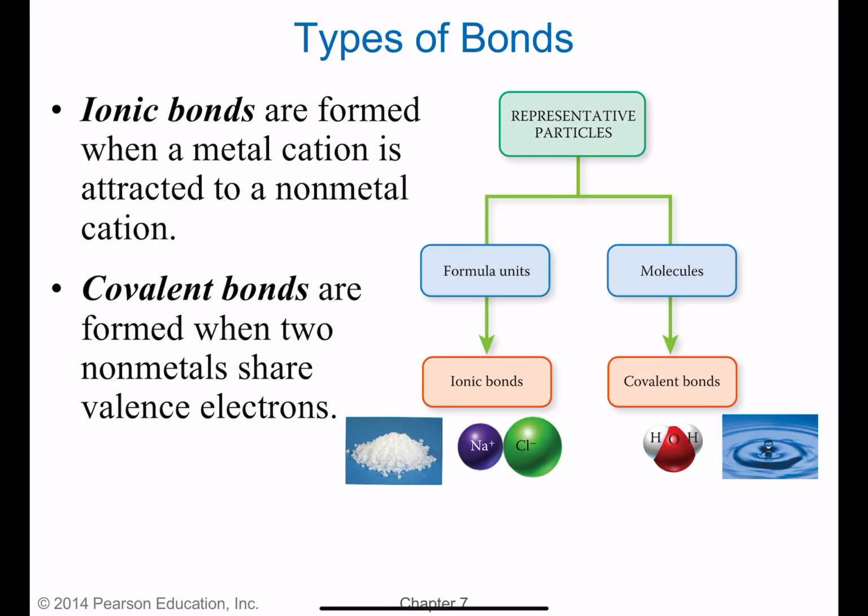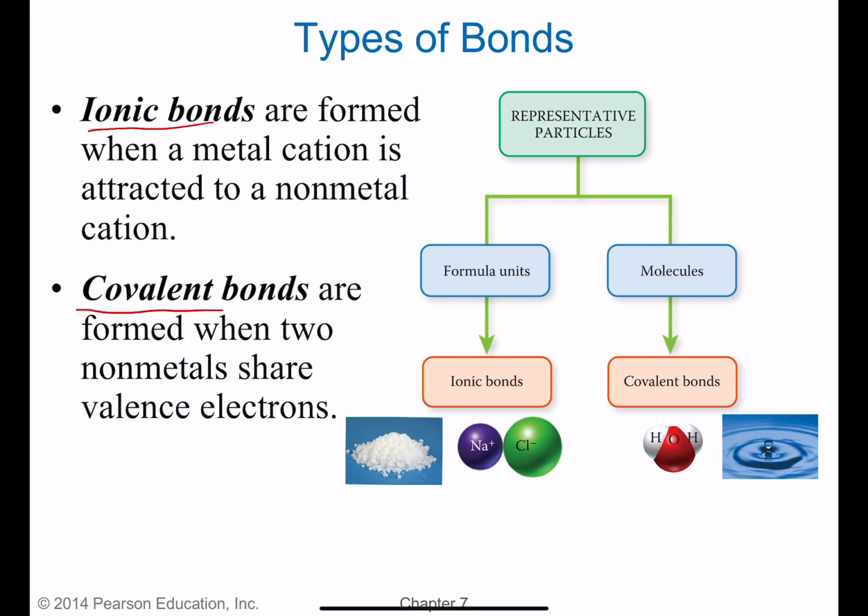So in this video, we're going to review the types of bonds and also discuss electronegativity and how it determines bond polarity. So first, to review, anytime we have atoms coming together, we can essentially have two types of bonds. We can have ionic bonding or covalent bonding.